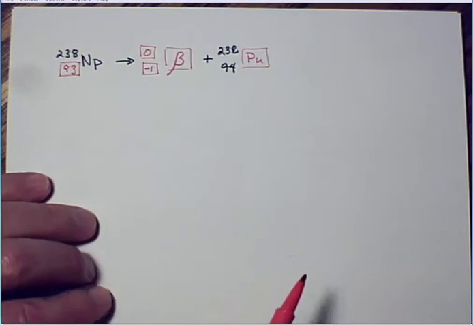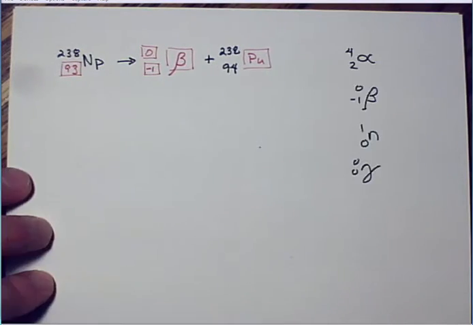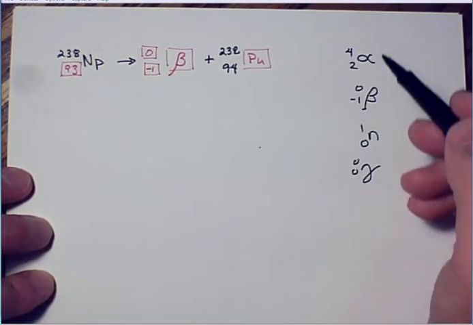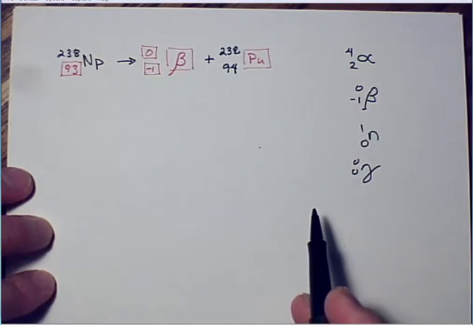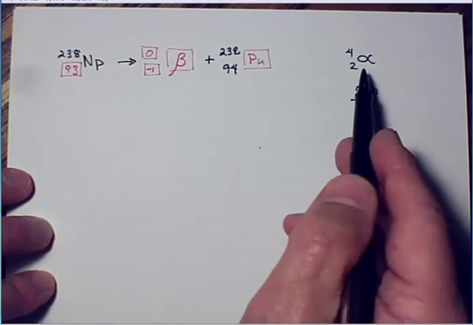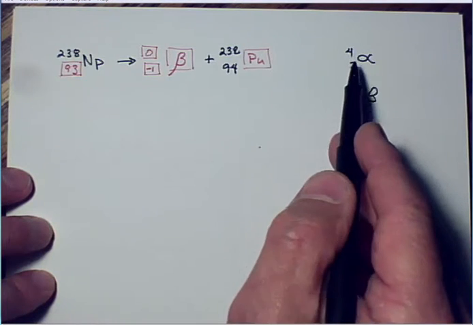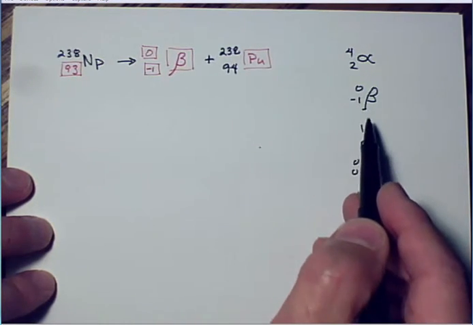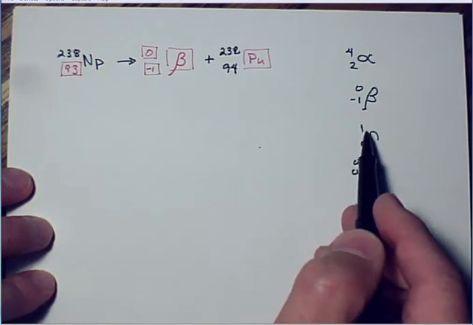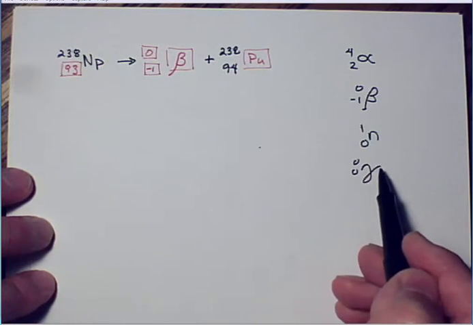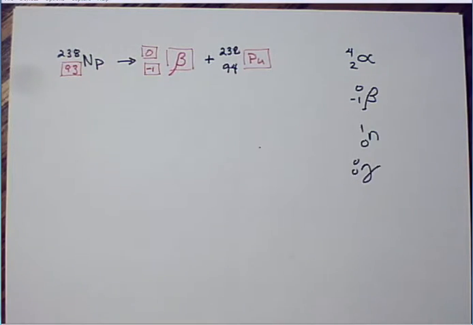These are the 4 nuclear particles you got to know about. Everything else you figure out from the periodic table. Alpha, that's 4 and 2. Betas, 0, -1. Neutrons, a mass of 1, atomic number of 0. And gamma has no mass and no atomic number.